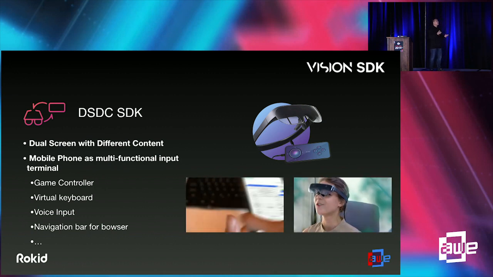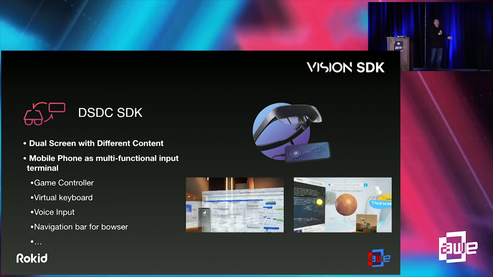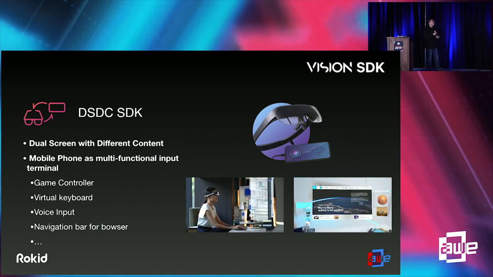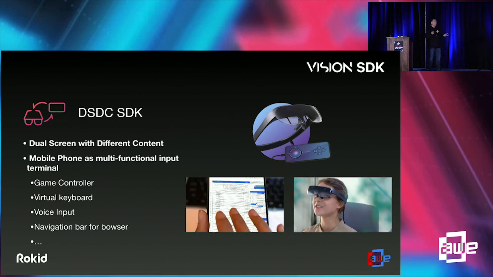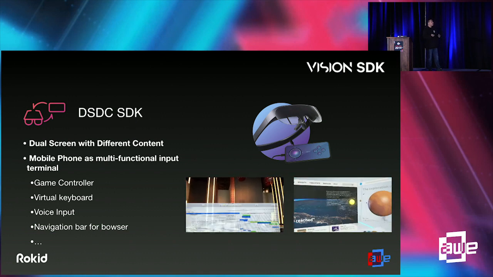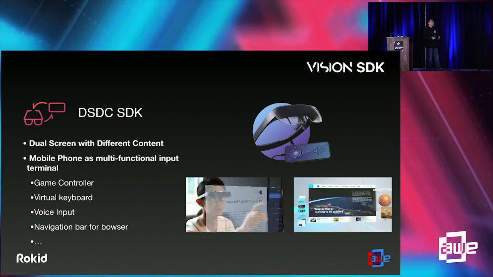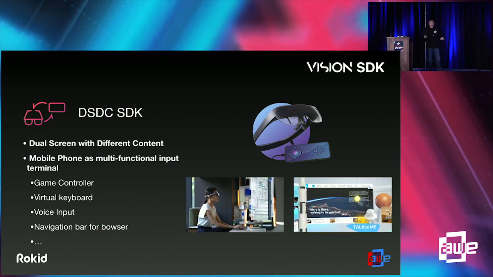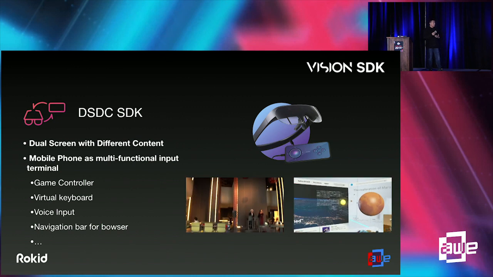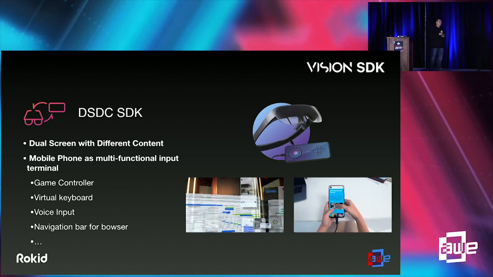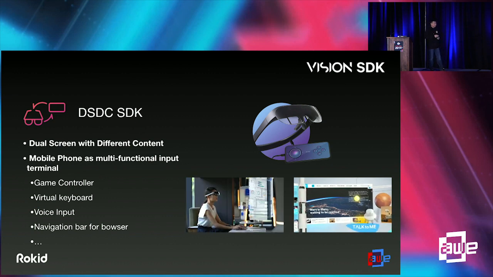For example, it can be a game controller for a game app. It can also be a virtual keyboard and touchpad for an Office app. It can be a voice input for some chat app or conference room app. And it can also be the navigation bar for your browser app. So basically, you level up the interaction experience on the smartphone. You can use a smartphone to control everything, even the world in the glass.